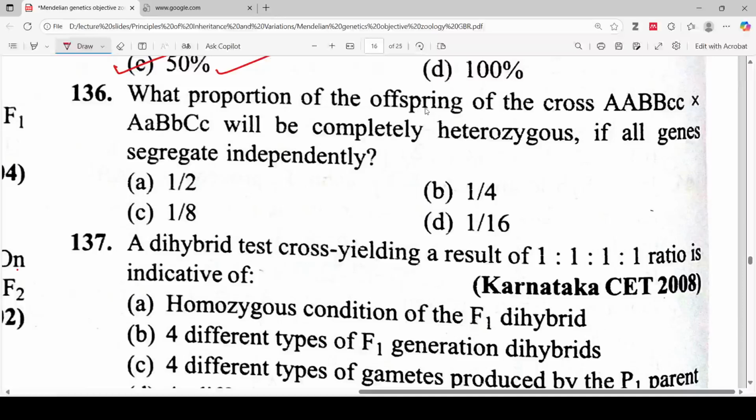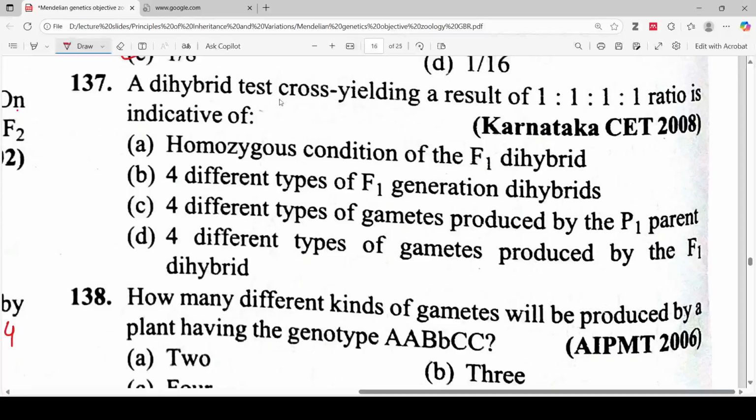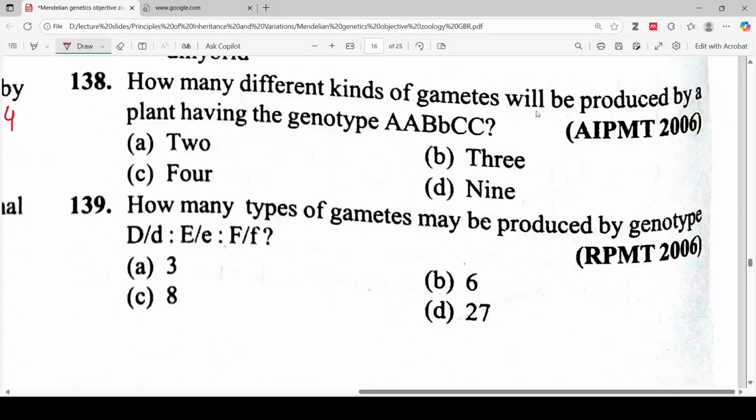Next question, what proportion of the progeny offspring of the cross will be completely heterozygous if all the genes segregate independently? So the correct answer is option C. Next question, a dihybrid test cross yielding a result of 1:1:1:1 is indicative of. And next question, how many different kinds of gametes will be produced by a plant having this genotype? So again option 2, the correct answer will be 2.